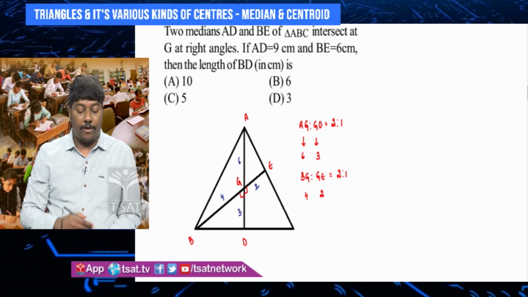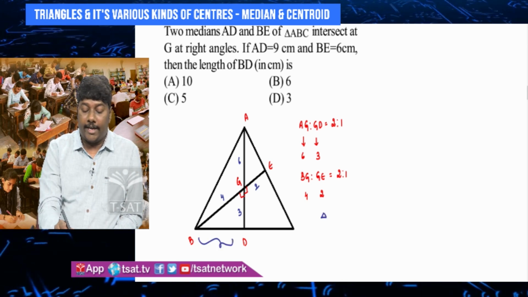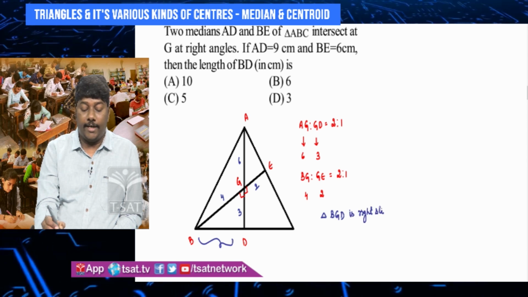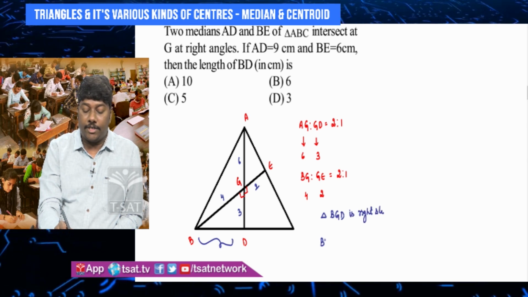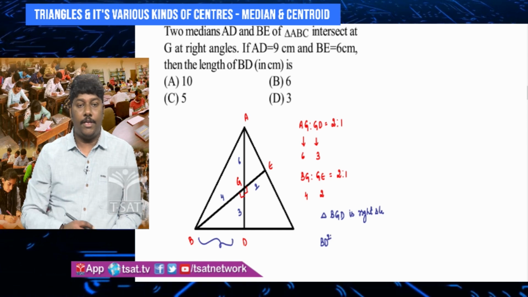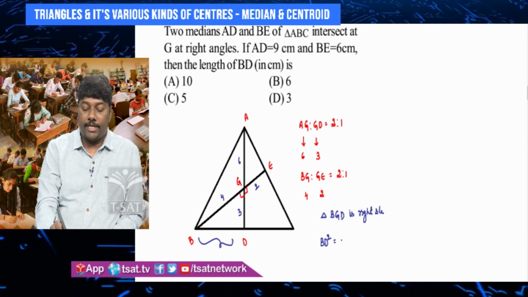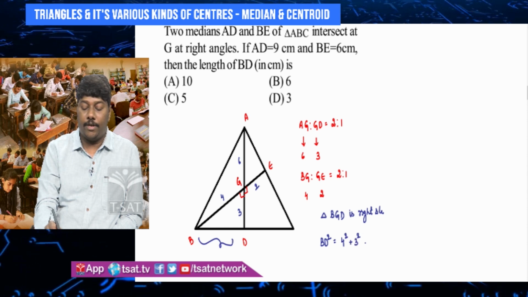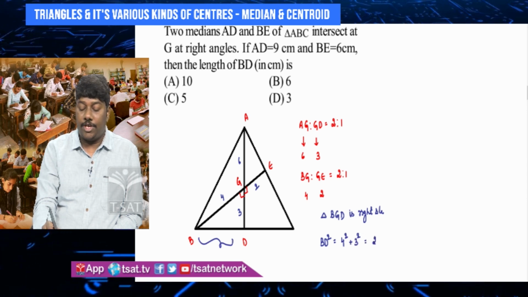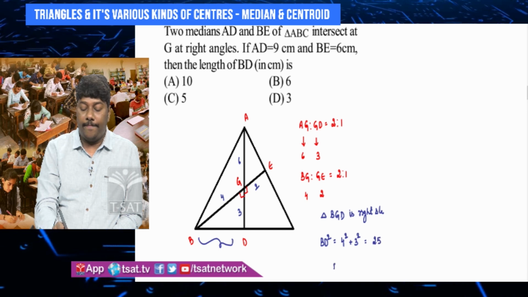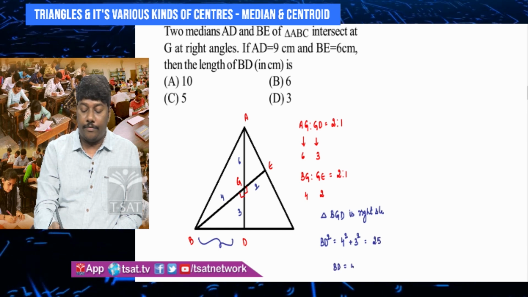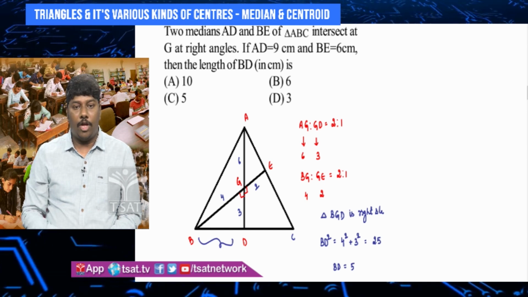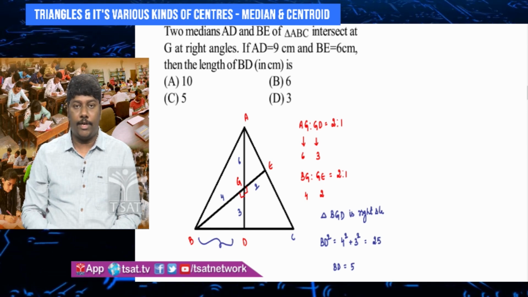He is asking you the length of BD. We can clearly see triangle BDG or BGD is right angle triangle. In right angle triangle, hypotenuse is a side which is opposite to right angle. So BD square is equals to side square plus side square. The other two sides are 4 and 3. So 4 square plus 3 square is equals to 16 plus 9 is 25. Length of BD is equals to 5. Suppose if they ask you length of BC, then it is double of BD, which is 5 into 2, 10.